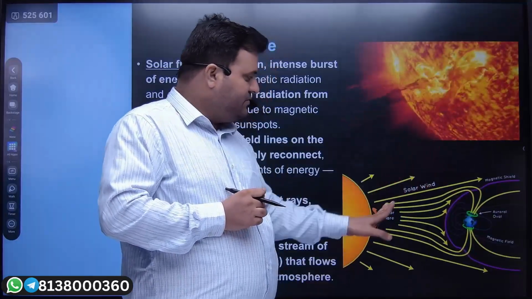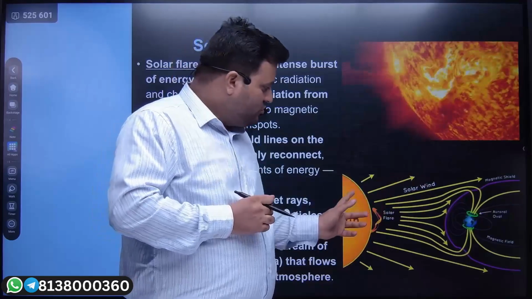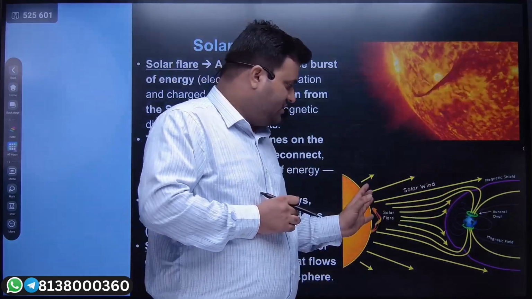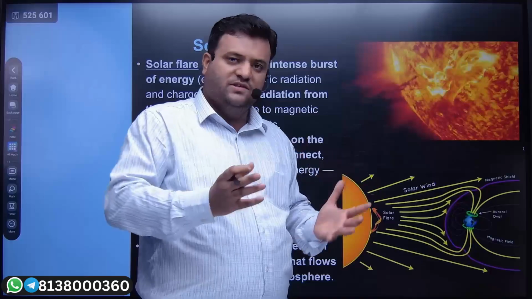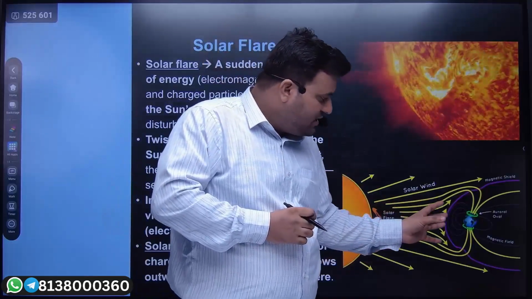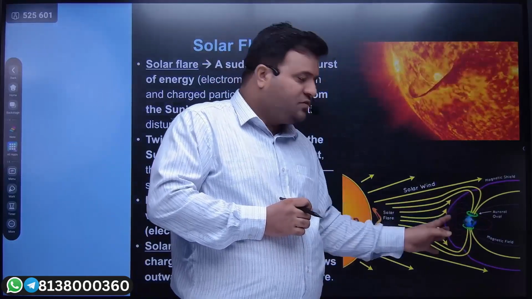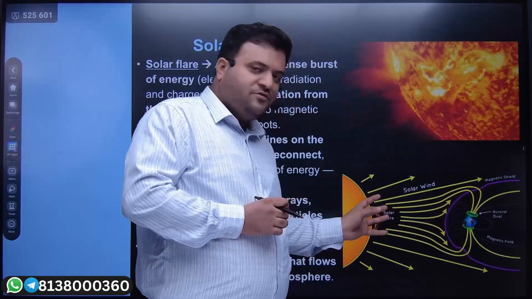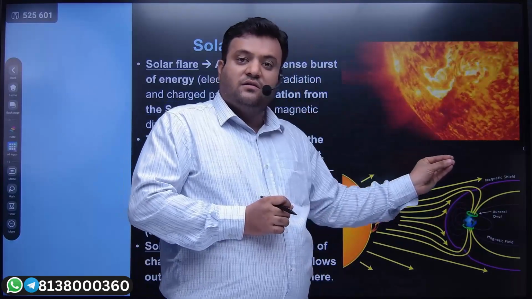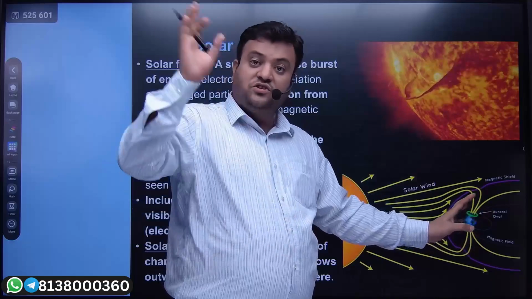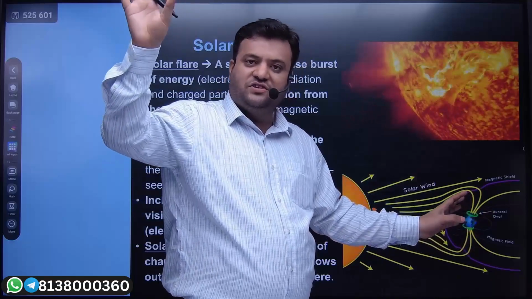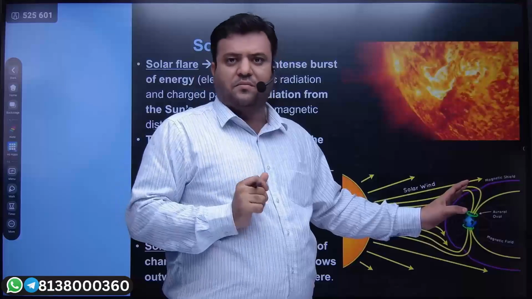It is less frequent, is more frequent. So when we have two sets of conditions, let's say solar wind is there and solar flare is also there, what will happen? They will interact with the magnetic field of our Earth. These charged particles will interact with the ionosphere, which is comprised of ultraviolet radiation, which is comprised of charged particles. I hope you remember.